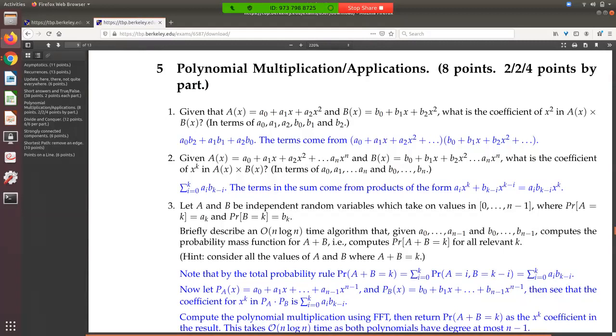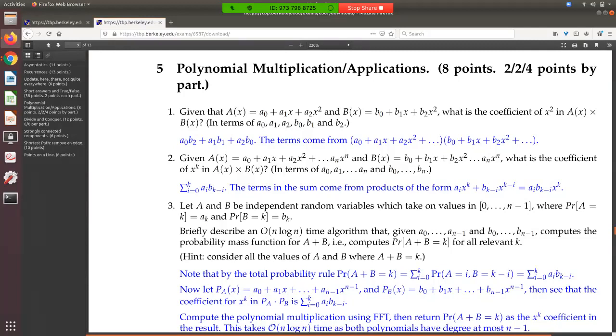In fact, what you can notice is that it's doing that when you've flipped one of them around. You've taken one of them and put it backwards and you're doing this dot product between them. Because a_i times b_{k-i}, and then a_{i+1} times b_{k-i-1}, and so on. So now it asks you to apply it.